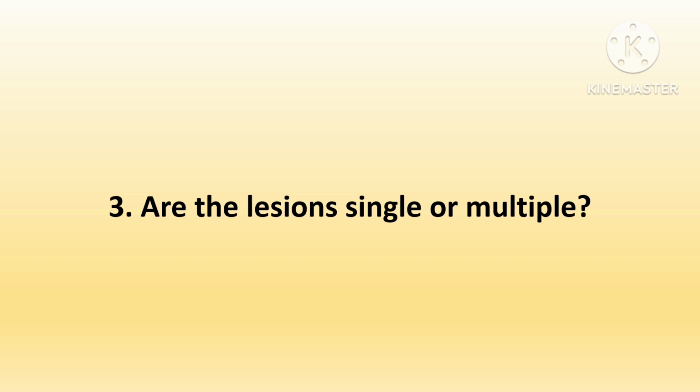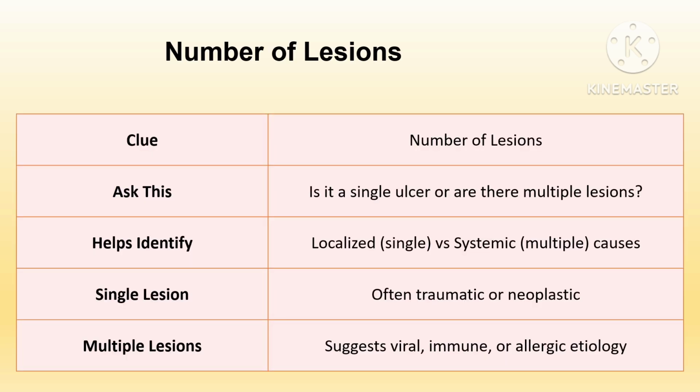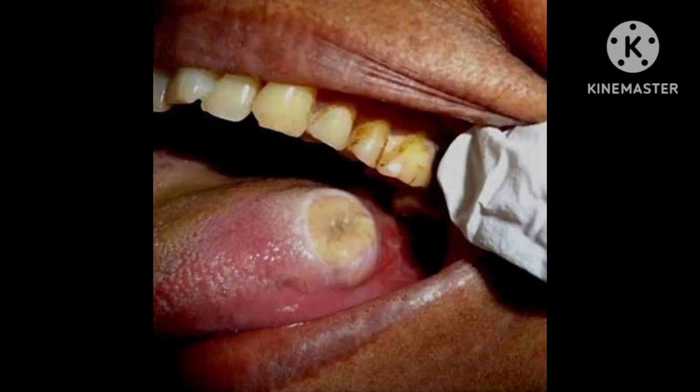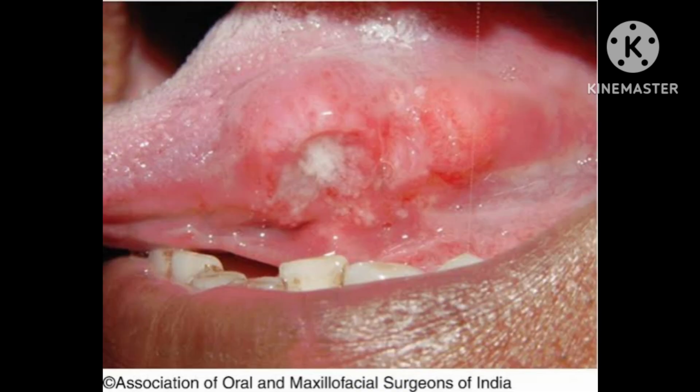Third diagnostic clue is the number of lesions. How many lesions are present, whether they are single or multiple, plays an important role. A single lesion is usually associated with localized trauma such as cheek biting, denture irritation, or thermal burns. However, when the solitary ulcer persists beyond 2 weeks, it raises concern for chronic conditions like eosinophilic ulcers or tuberculous ulcer or even early squamous cell carcinoma.